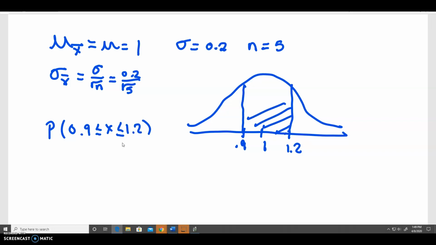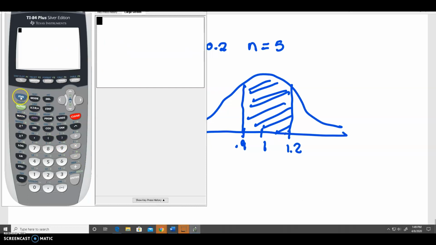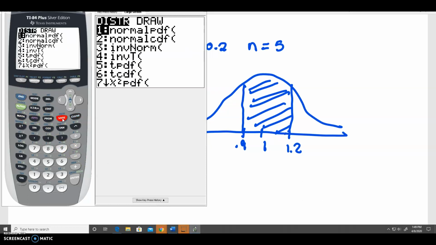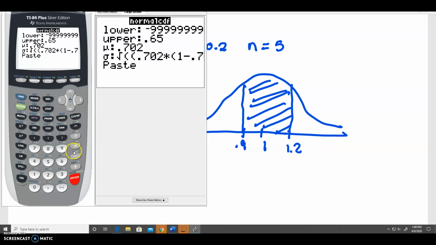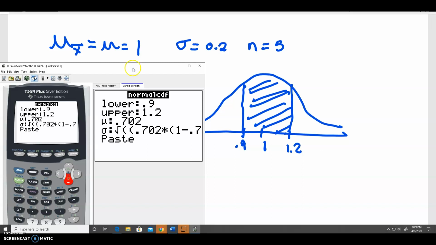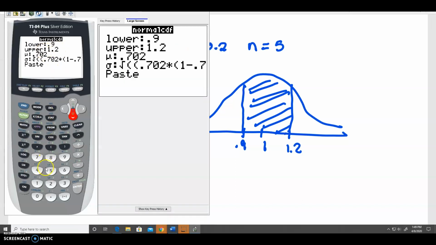Okay, so we can treat this just like we did the normal distribution stuff in Chapter 8. So if I go to my calculator here, I can do second distribution, normal CDF. In this case, my lower bound would be 0.9. My upper bound is going to be 1.2. Mu is equal to 1.